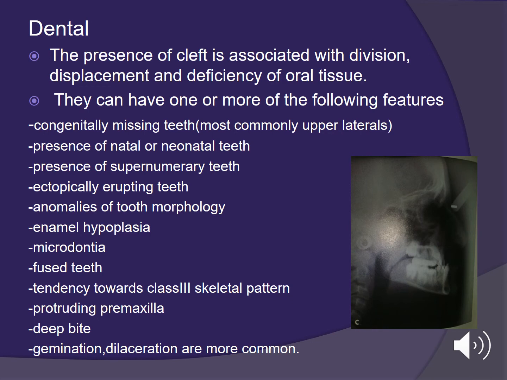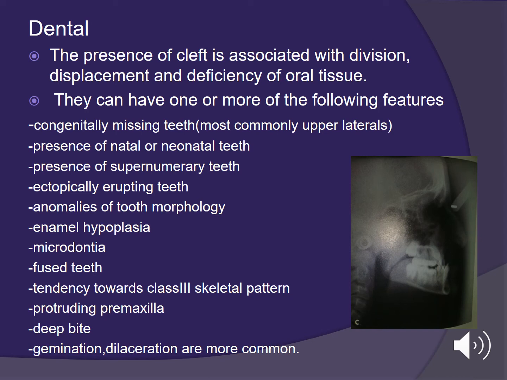Furthermore, the patient can have problems such as anomalies of tooth morphology. Sometimes they have peg-shaped lateral incisors. They will also have enamel hypoplasia, microdontia, fused teeth, abnormality in the crown shape, gemination, dilaceration, macrodontia, mobile teeth, and they also have a tendency towards a class 3 skeletal pattern, and posterior and anterior crossbite may occur. They also may have protruding premaxilla.